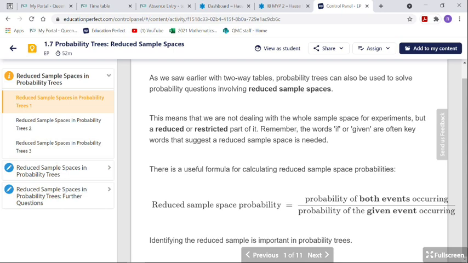So, again, remember that you're being restricted. Your sample space is being restricted. And the key words for knowing that are, again, "if" or "given." Those are often the key words they use. All right? So you're going to see how these are done. And again, they give you the formula for this: both events, divided by the given event.